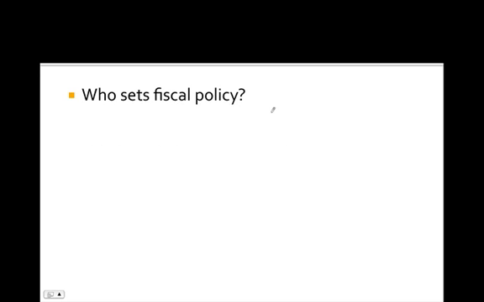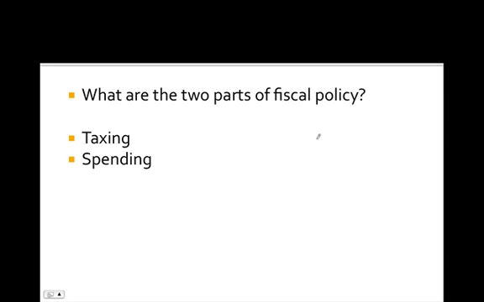Who sets fiscal policy? The president and Congress. So Congress will pass the budget. The president can either veto or approve that budget, and of course he typically suggests that budget to Congress in the first place. What are the two parts of fiscal policy? Taxing and spending. You've seen that already.